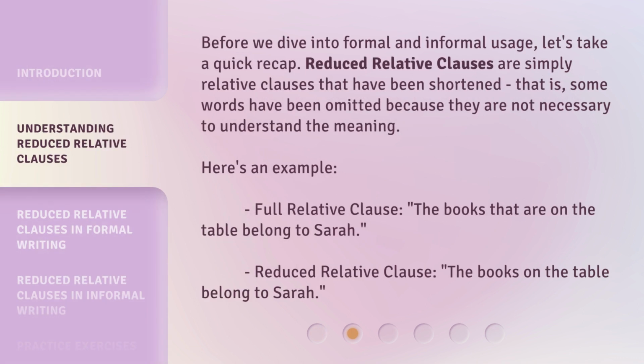Before we dive into formal and informal usage, let's take a quick recap. Reduced relative clauses are simply relative clauses that have been shortened. That is, some words have been omitted because they are not necessary to understand the meaning. Here's an example. Full relative clause: The books that are on the table belong to Sarah. Reduced relative clause: The books on the table belong to Sarah.